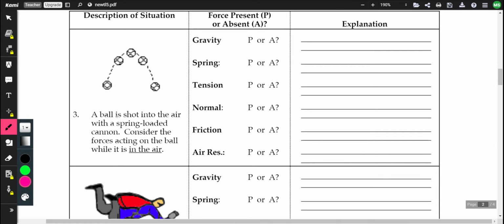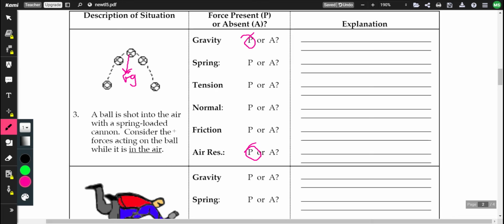Okay, so you should have identified a couple different things here. While the ball is in air, there's always going to be gravity still pulling down on it. So we still have the force of gravity. No springs, no ropes, no surface because it's in the air. And there's no surface for it to be getting friction from. So really the only other force would be air resistance.